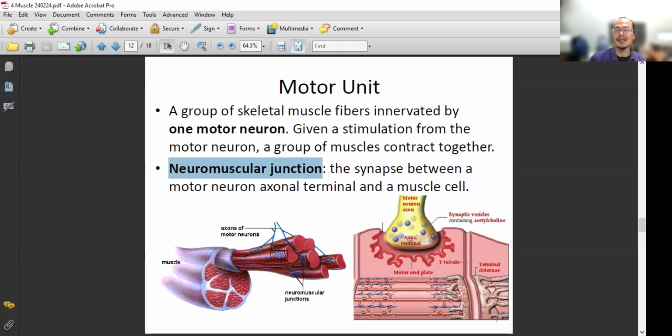All right. So with this synapse, we need to know two things. First, what is the neurotransmitter? The second thing is, what is the receptor? So the neurotransmitter for the neuromuscular junction is easy. It's only one thing. It's called acetylcholine.